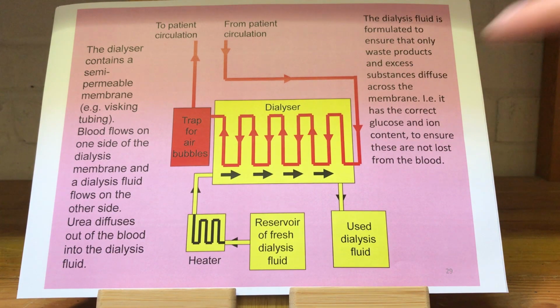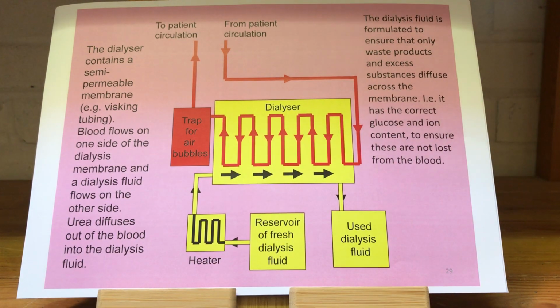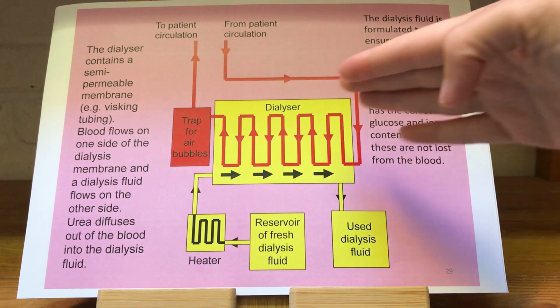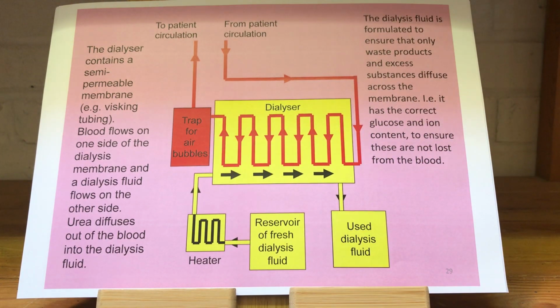Okay, so the dialysis fluid goes into the machine. It's heated up so that we don't lose our body temperature, to maintain that homeostasis of the body temperature. We heat the dialysis fluid. Okay, because all of that heat would be lost from the blood, and then when the blood goes back into the person, it would be a lot cooler, and we don't want that to happen.